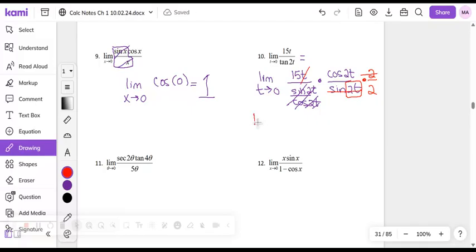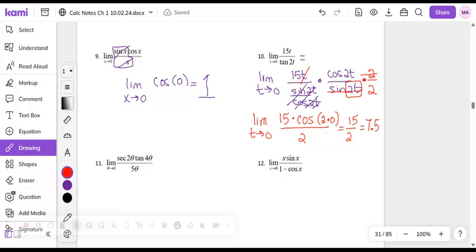What we are left with is the limit as t approaches 0 of 15 times the cosine of 2 times 0 over 2. Well, the cosine of 0 is 1, times 15 is 15, divided by 2 is 15 over 2. If you want, you can of course write that as 7.5. Okay?